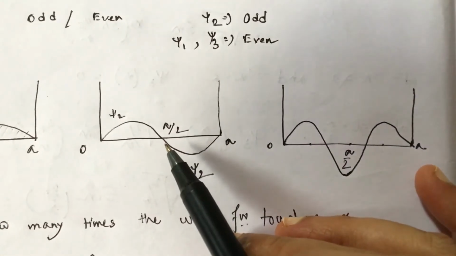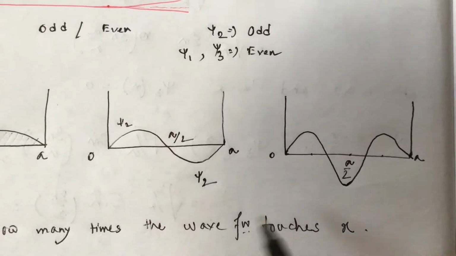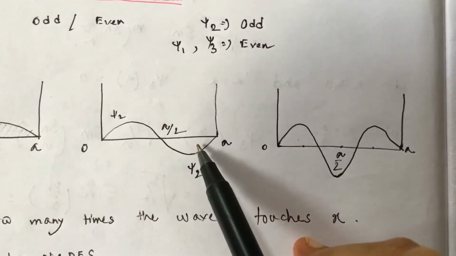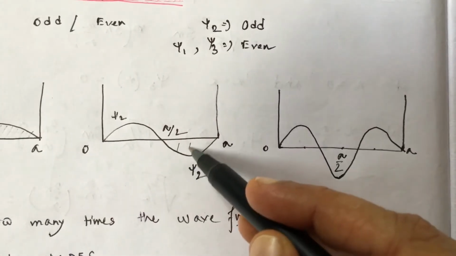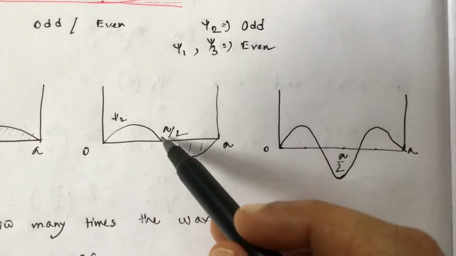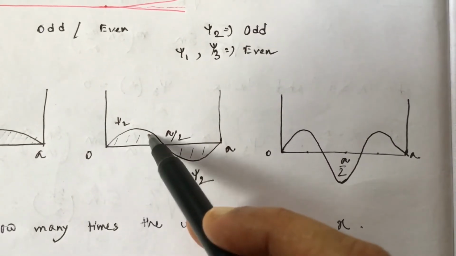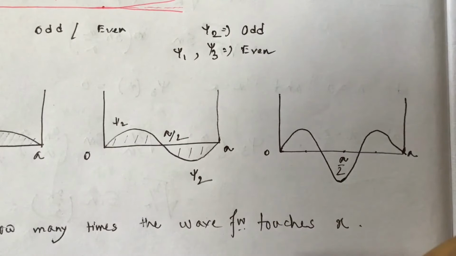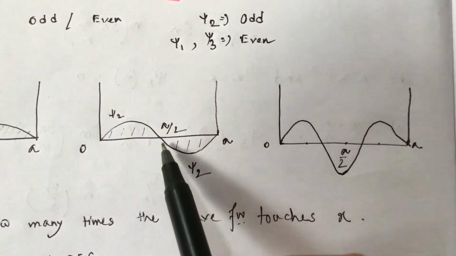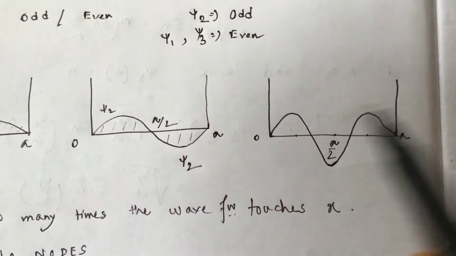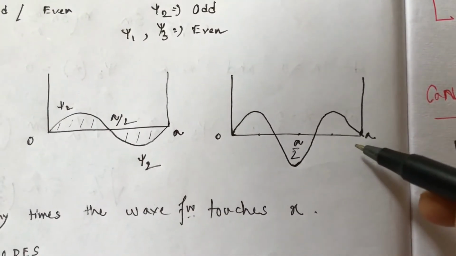But if we look into the plot of psi2, with respect to the center of the well, at the right side of the well, that is in this region, the wave function is negative, whereas the left side of the center of the well, that is between 0 to a by 2, the wave function is positive, which means this wave function with respect to the center of the well is an odd wave function. Similarly, this is an even wave function.